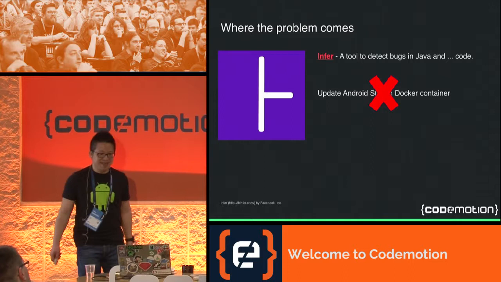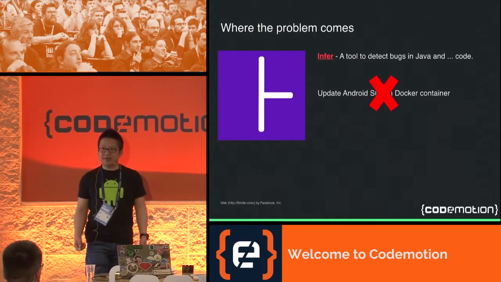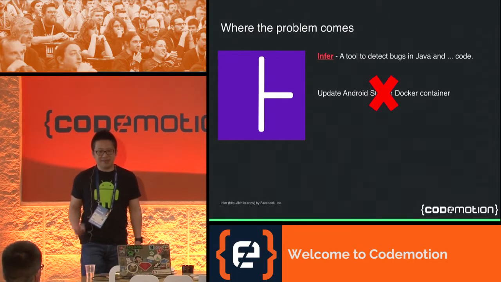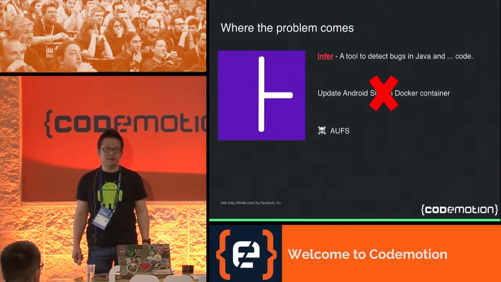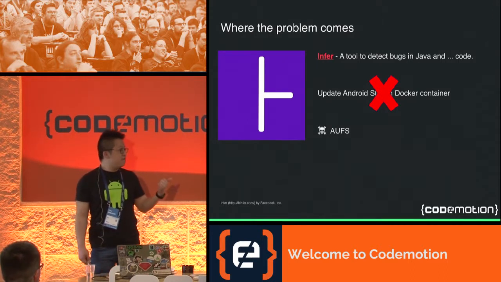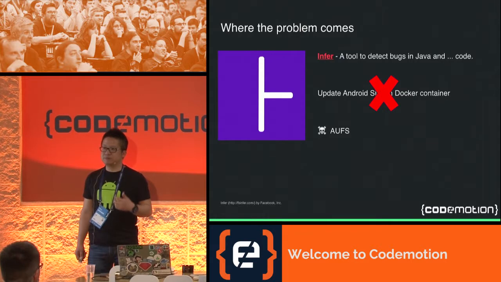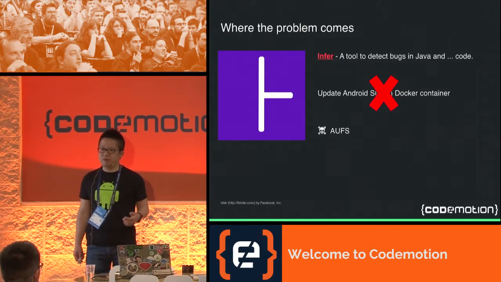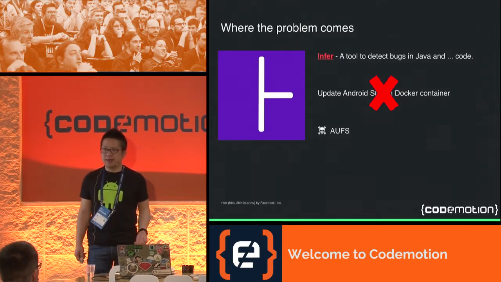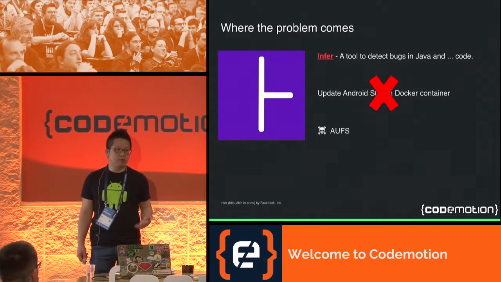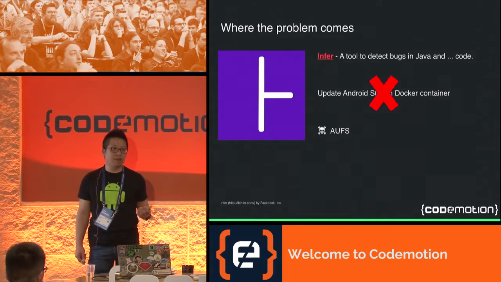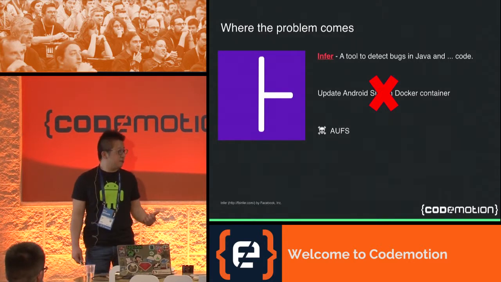All right. So it's not about Android. Actually, it's a bit. It's about Docker. And AUFS is a default file driver from Docker. And it doesn't support the hard link move operation, which happens when you do the Android SDK update. So it fails due to that.